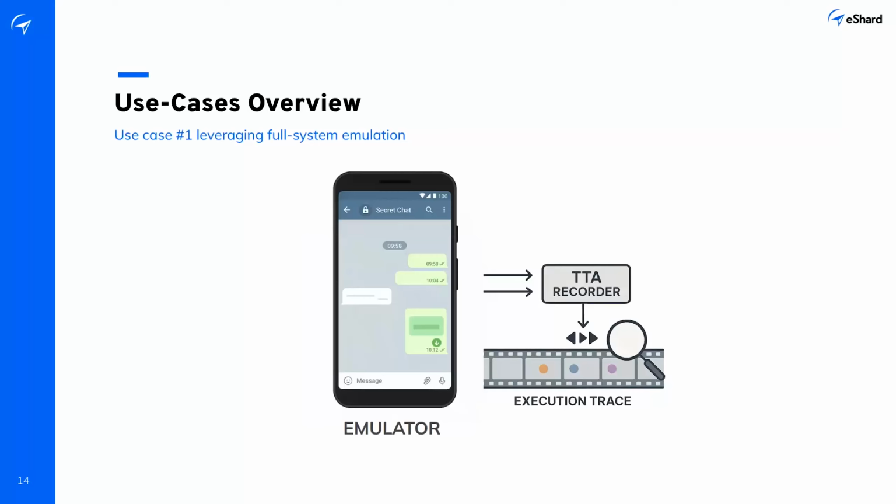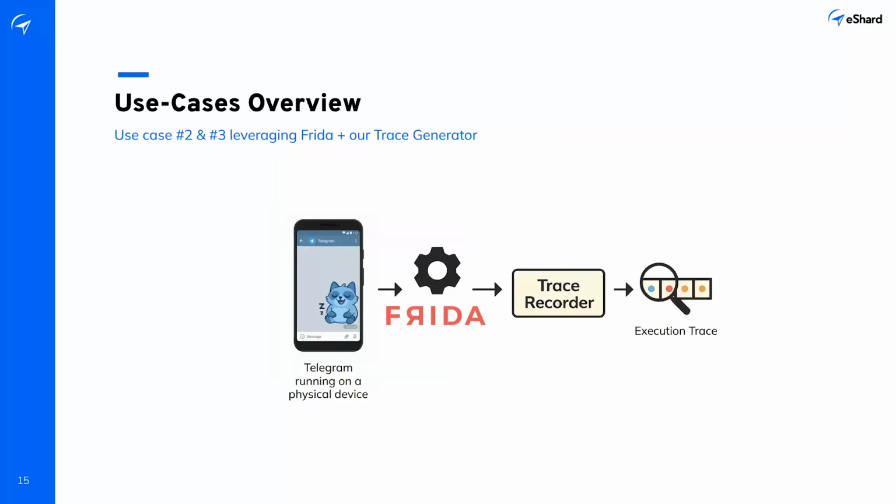For the first use case, we are going to leverage the full system emulation. There is no particular reason here. I just want to show you in the current context what it takes to have the final execution trace that I've shown you at the very beginning that we can analyze later. The second and third use case will leverage Frida instead, to illustrate the cases when we do not want to record the whole runtime environment, but just our process.